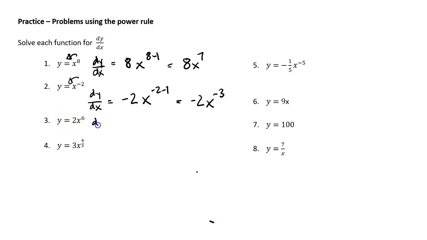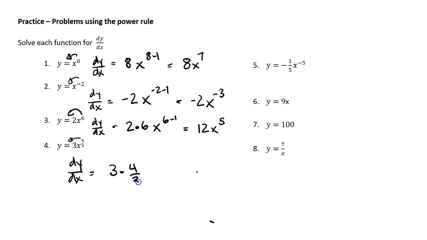So that's just negative 2x to the minus 3. Cool. Next one, same idea. The 2 is already out front, so that just stays there. We bring down the 6, so that's 2 times 6 times x to the 6 minus 1. So that's just 12x to the 5. Cool. Same idea with fractions. So this is just dy/dx, 3 stays there, times 4/3, x to the 4/3 minus 1, which is just 4x to the 1/3. Cool.